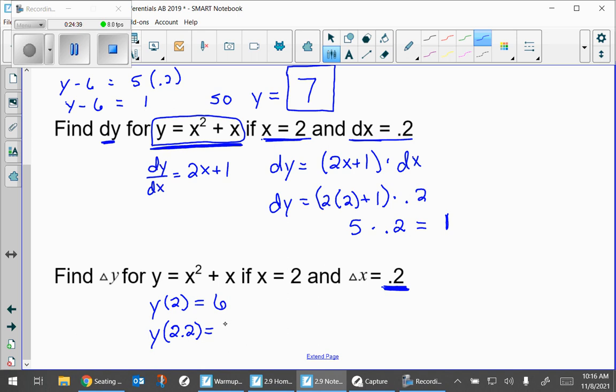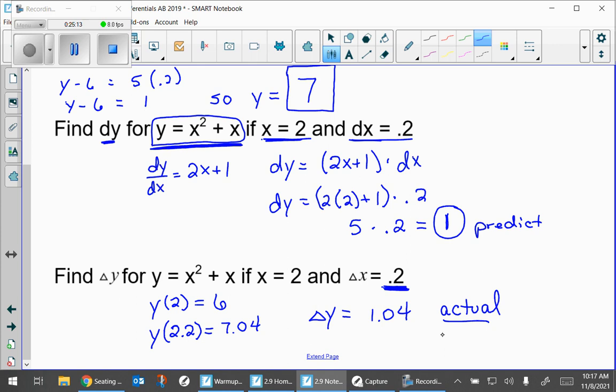Simmer, you got something? 7.04, do we have some agreement on that? Okay. So what is delta y? What is the actual change? Not the change that we predicted by using the slope, but what is the actual change in y that occurs? Okay. So this was predicted, and this was the actual change that occurred.